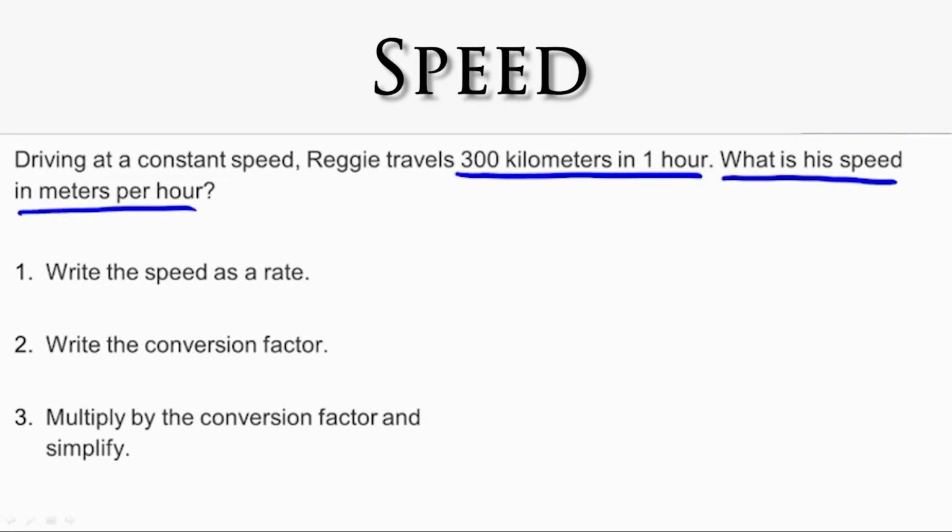You previously wrote this speed as a unit rate, but this problem is asking us for different units than the units given. We need to convert from kilometers per hour to meters per hour. In order to do this conversion, we're going to need a conversion factor. Let's look at the steps in the solution process. Step 1, write the speed as a rate. Remember, speed is the rate of distance to time. So I'm going to write the distance of 300 kilometers to time, which is 1 hour.